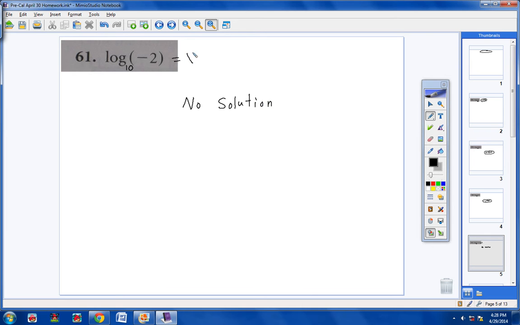If you set this equal to x and then wrote it exponentially, you would have negative 2 equals 10 to the x power. And I kind of dare you or challenge you to think of any number that you could put in for x that would give you a negative number. I don't care if you put in positive numbers, you will get out a positive number, and I don't care if you put in negative numbers here. 10 to a negative number will be a positive number. It'll be a fraction, but it will still be positive. So you cannot take the logarithm of a negative number.